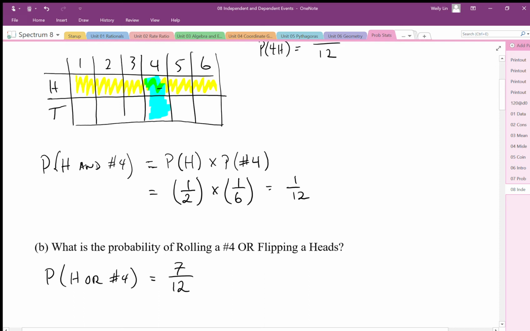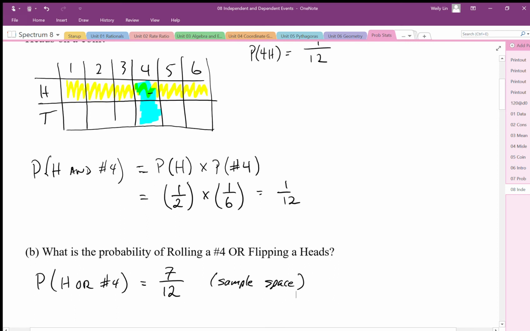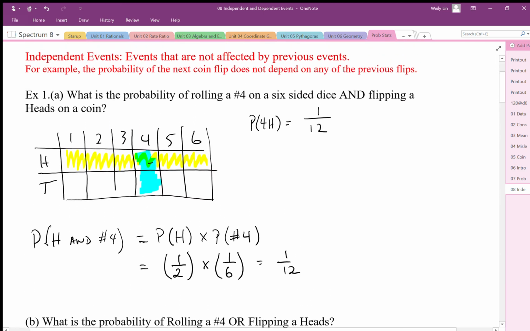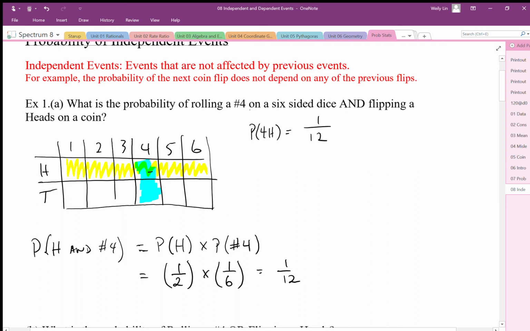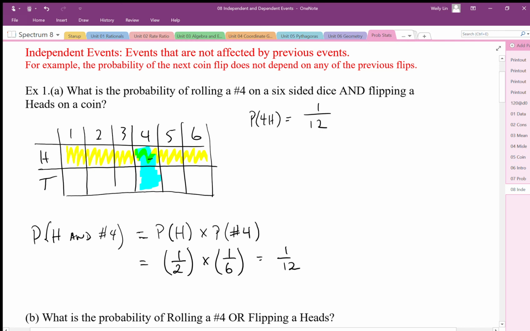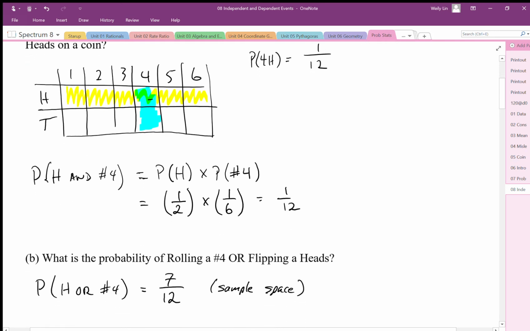So again, this is from my sample space. This was very easy to do, and it's very reliable because with the sample space we see exactly what's going on. Now, as a calculation, there is some calculation that allows us to calculate the probability of rolling a 4 or flipping a heads, but it is quite a bit more complex than just when we have this situation of rolling a 6 and then flipping a heads. So in general, the AND form of combining probabilities is easier. The OR form is a little bit more complicated.